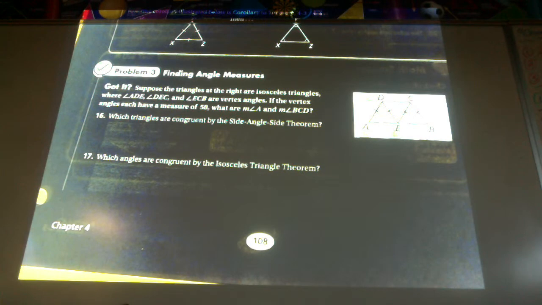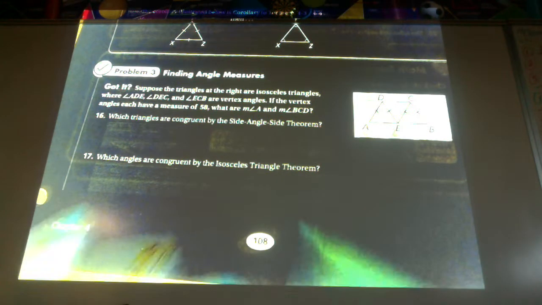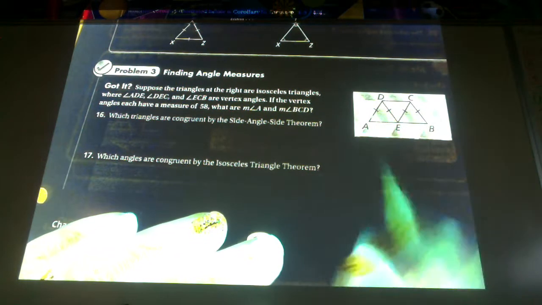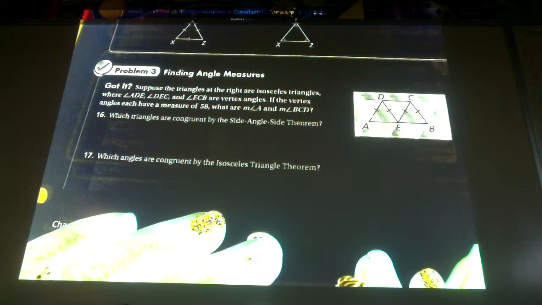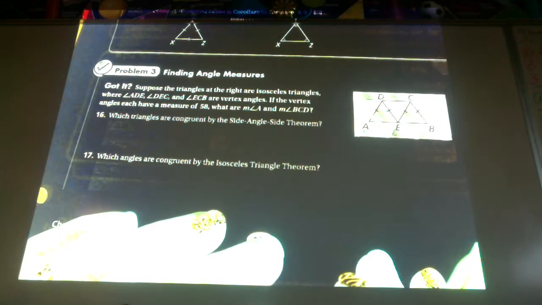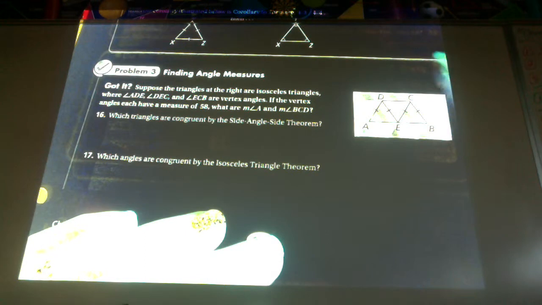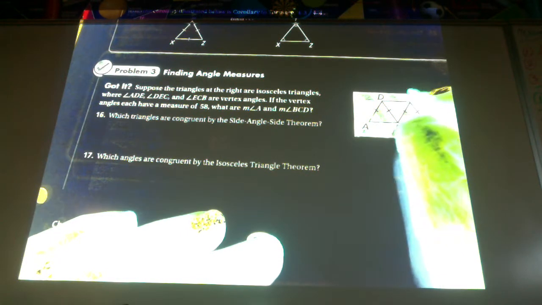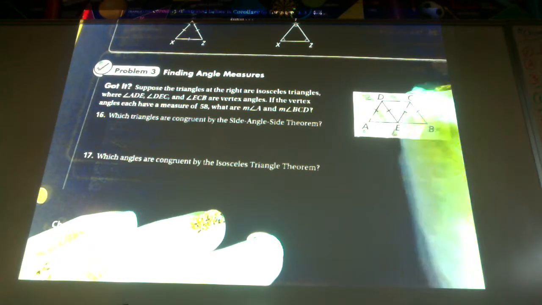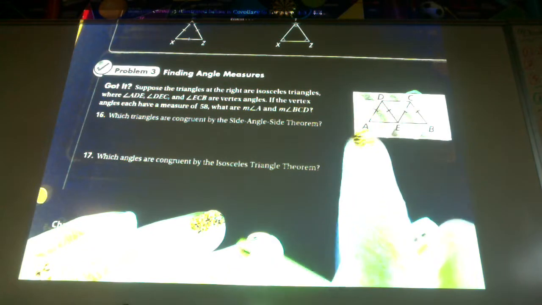If the vertex angles each have a measure of 58 degrees, what are the measures of angle A and the measure of angle BCD? So A is right here. I don't know if that's going to show up. Sort of, kind of. So A is right there. And BCD is this entire angle there. So that's 2 angles together for that one angle.